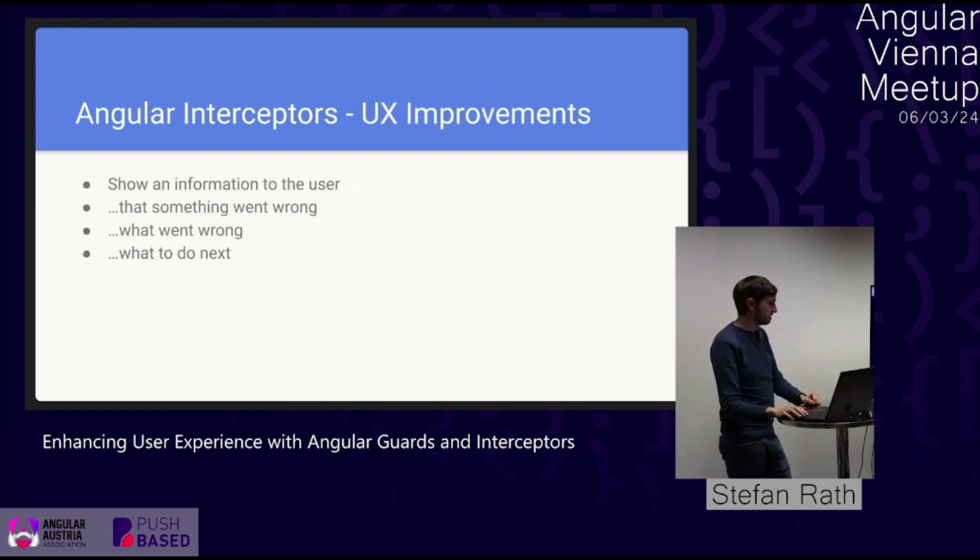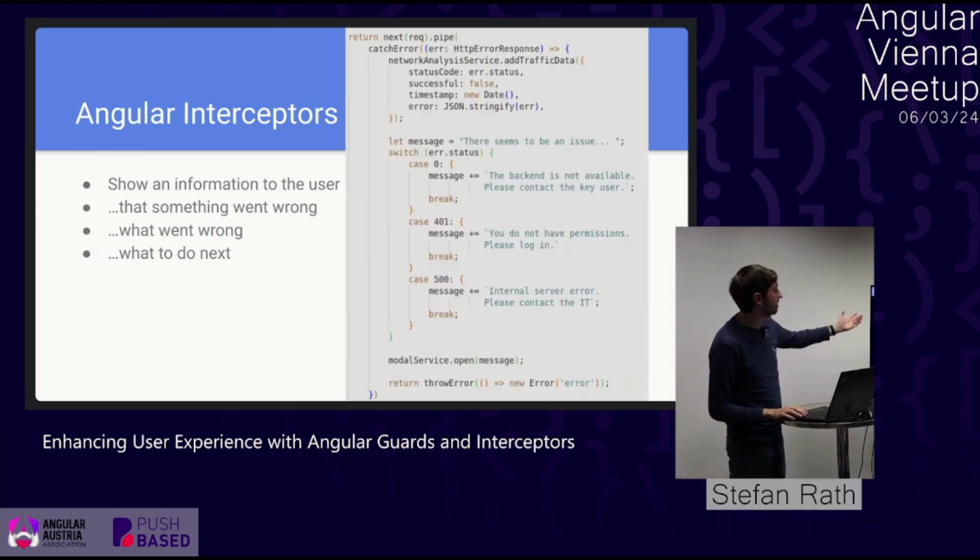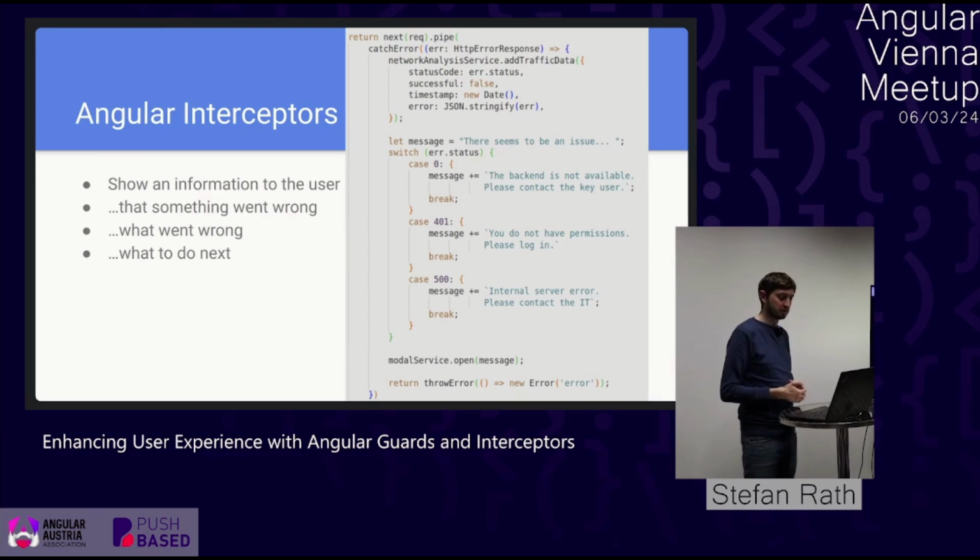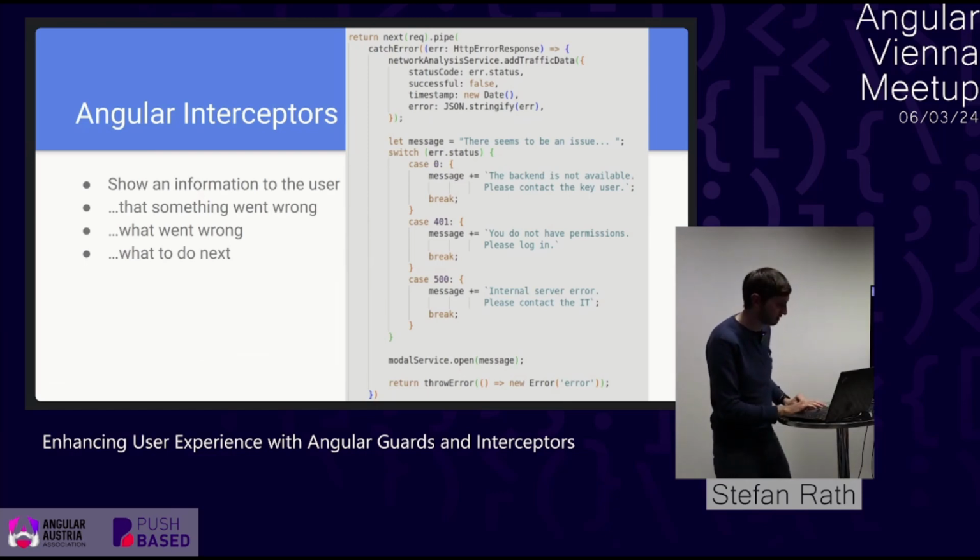So, UX improvements: show information to the user. I've said this before, that something went wrong, whoops, what went wrong, and what to do next. You could do it like this. We have this catchError. We put everything that we know about this error into a store in our service. And then we go through, here we have a message, there seems to be an issue. If case 0, the backend is not available. If 401, you do not have the permissions. Internal server error.